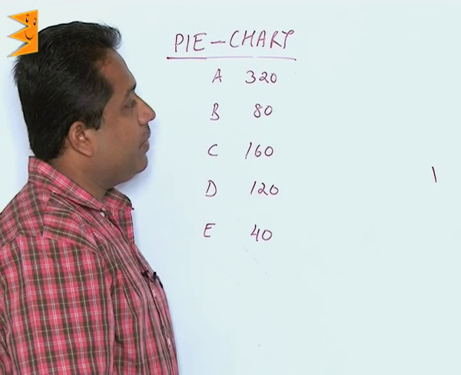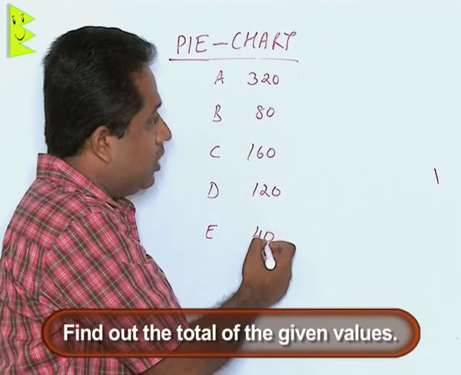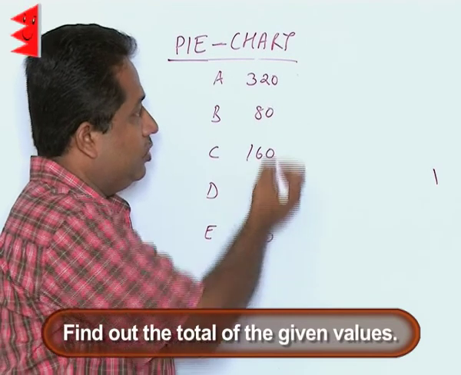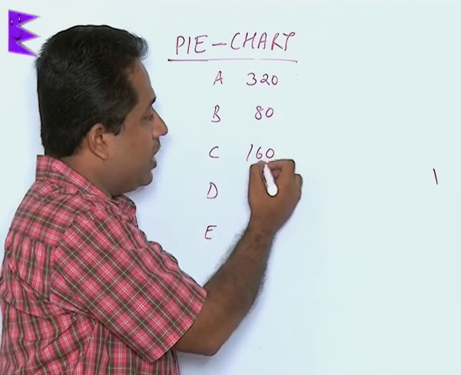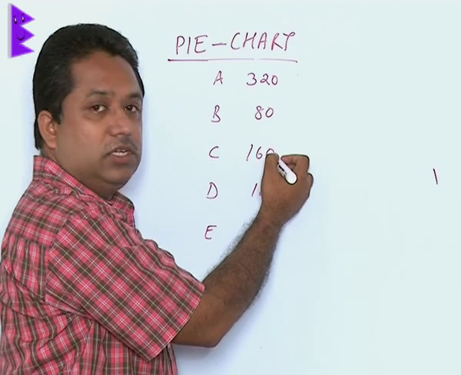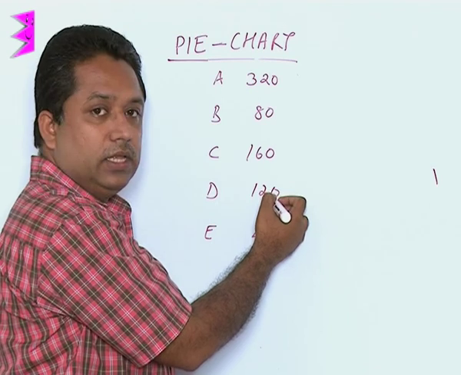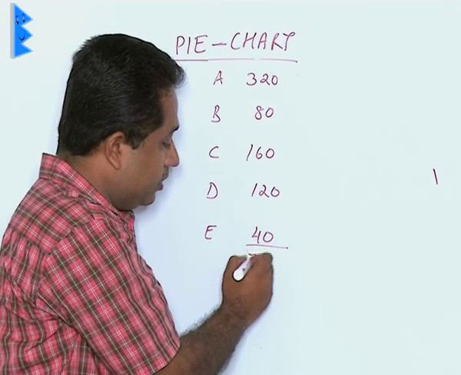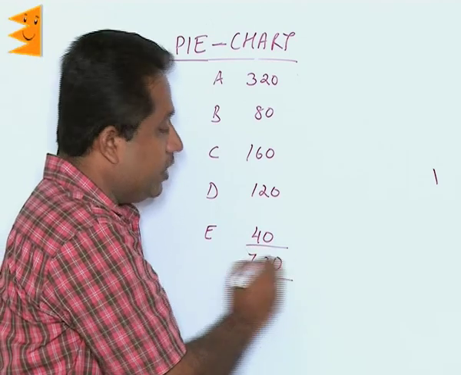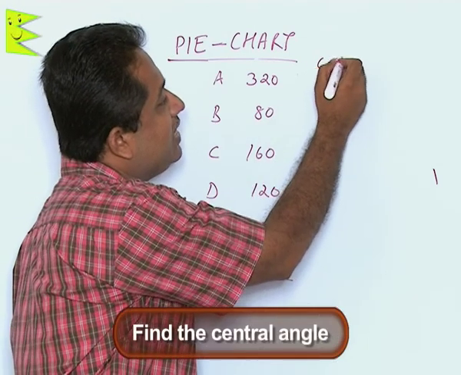In order to draw a pie chart, the first thing that we have to do is find out the total of these values. So, we will add 320 and 80, that becomes 400. 400 plus 160 becomes 560. 560 plus 120 will become 680. 680 plus 40 will give us 720. So, the total is 720. The next step will be to find out the central angle.